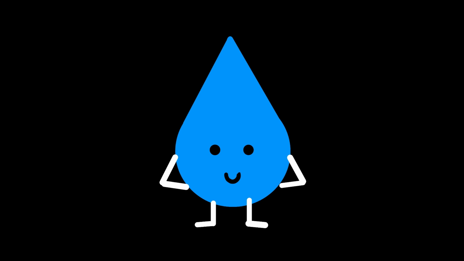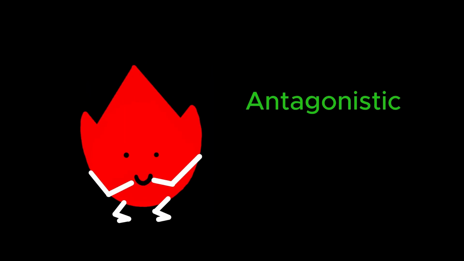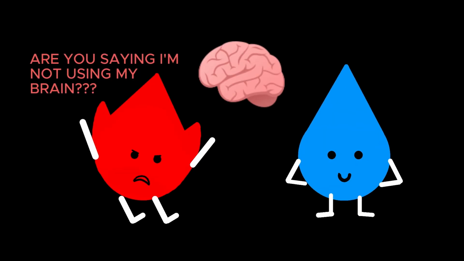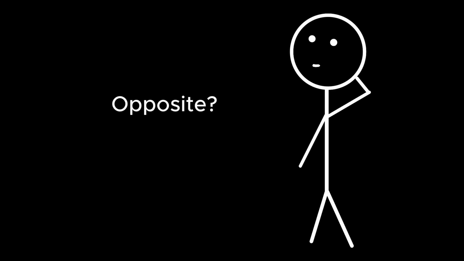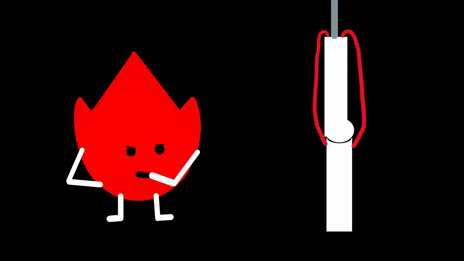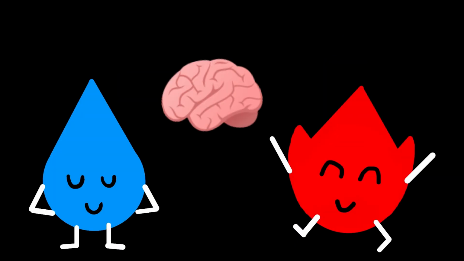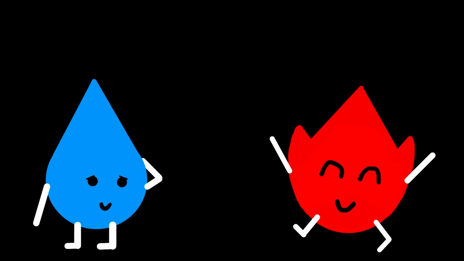You just demonstrated that muscles are antagonistic. What does that mean? Use your brain. What does the word sound like? Antagonistic, maybe opposite? Oh, so it means they pull in opposite directions? Exactly. Praise me for using my brain. Well done for using your brain.